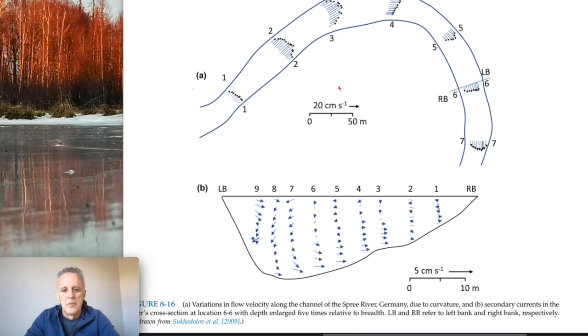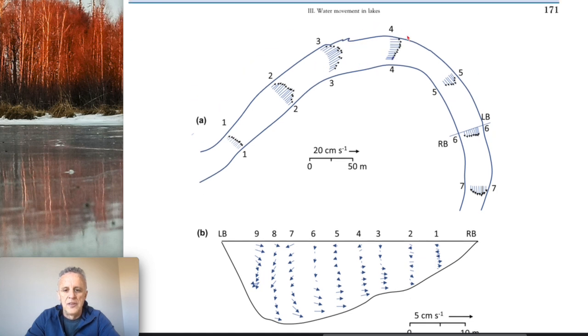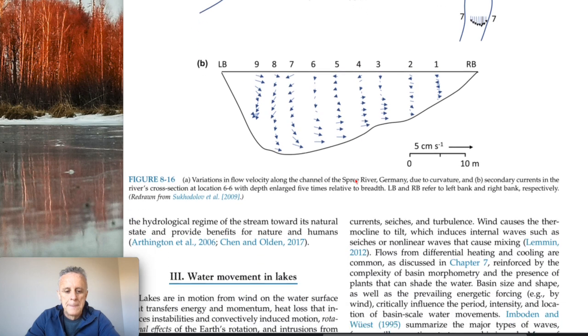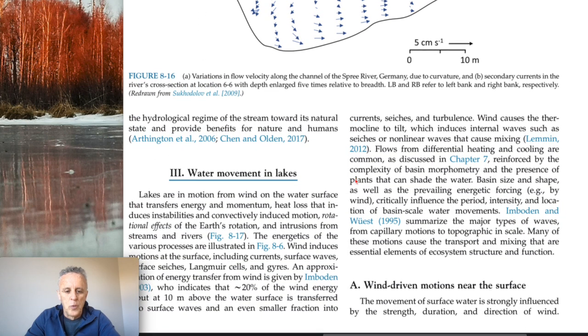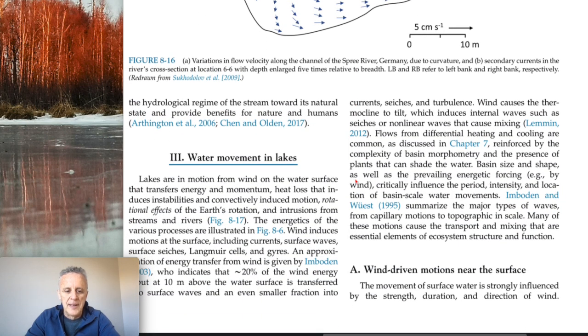And where we have a tendency actually for scour in this area here, for erosion and then deposition in this area here, which can create what are called oxbow lakes right here. All right, so water movements 3, water movements in lakes.